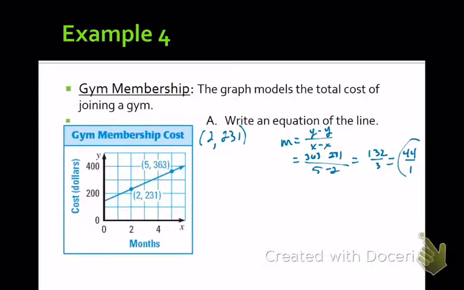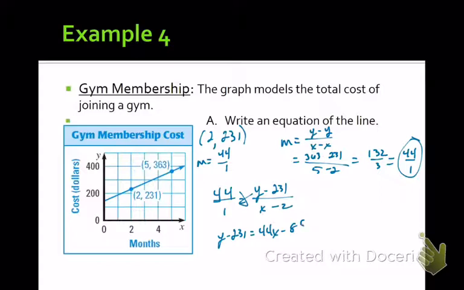So now I have a slope, and I have a point. I want to use those two to help me come up with the equation of the line the same way I did the last two problems. Now we're going to cross multiply. y minus 231. Distribute the 44. And then we add 231.